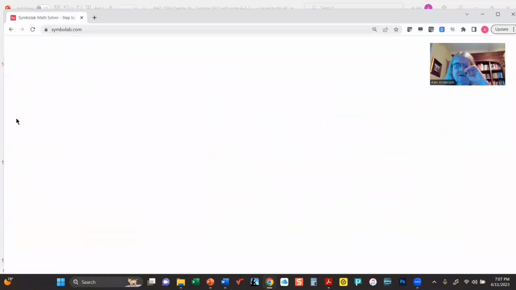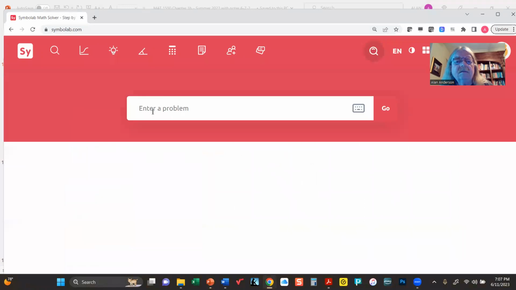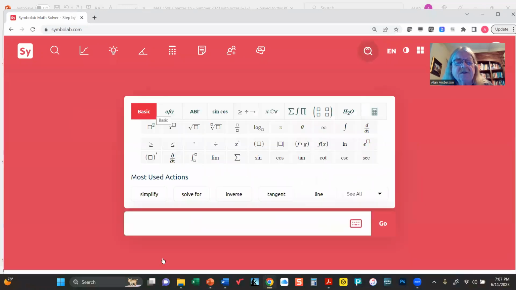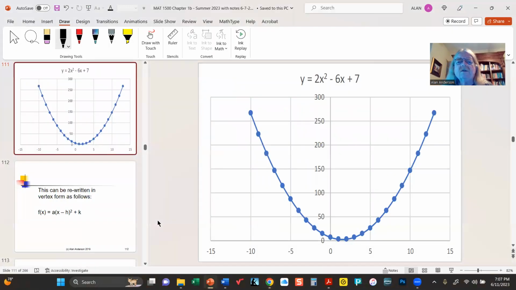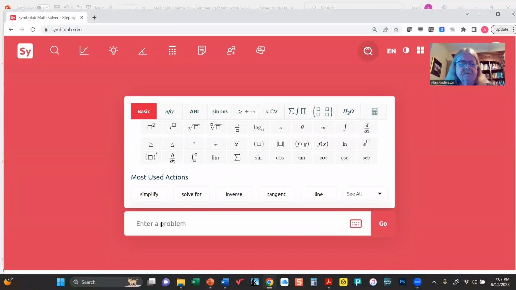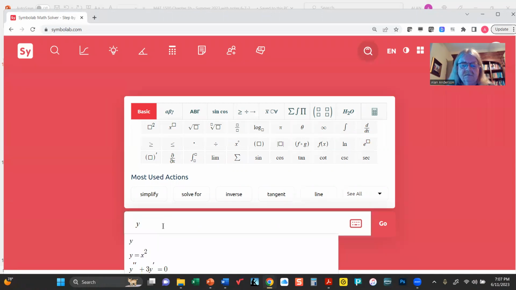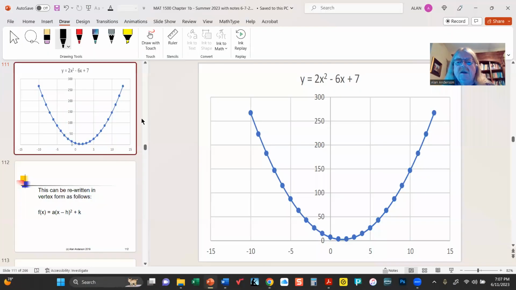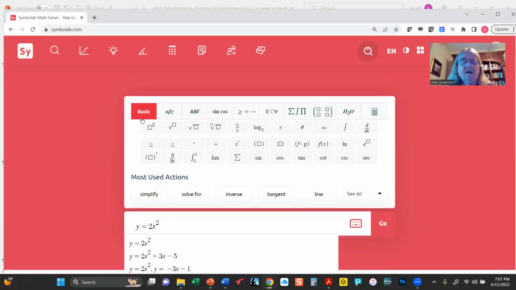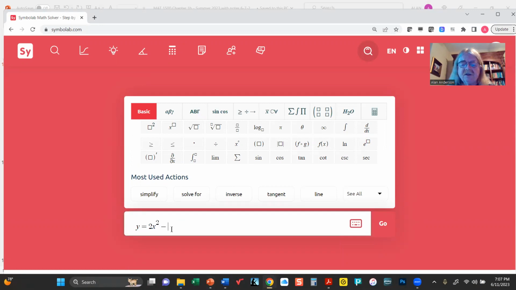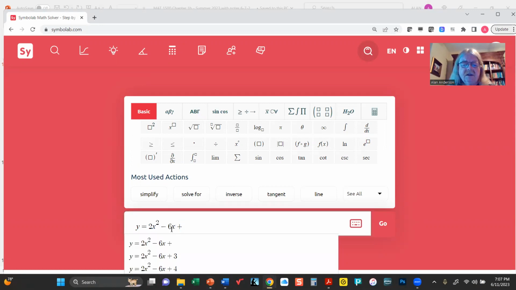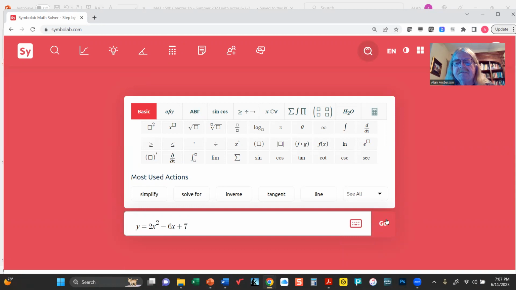You know, Excel is a great package, but it may not always be the best choice for graphing math. Y equals 2x squared minus 6x plus 7. Now, the other good thing about Symbolab is it will actually identify the vertex for us, even if we don't ask for it.